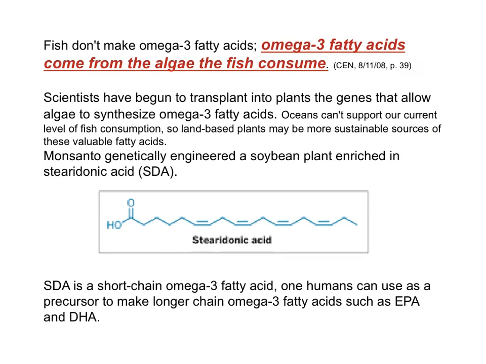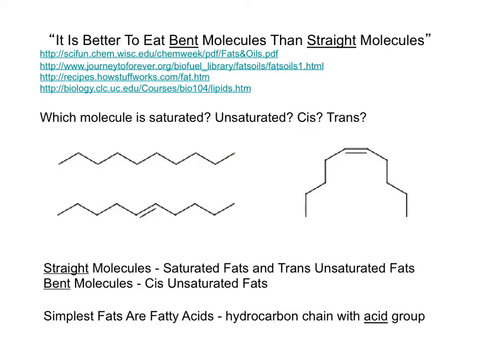You've probably heard that you can get your omega-3 fatty acids from eating salmon. It turns out that the fish do not make omega-3 fatty acids. Those fatty acids come from the algae the fish eats. Scientists are genetically engineering plants to make omega-3 fatty acids.